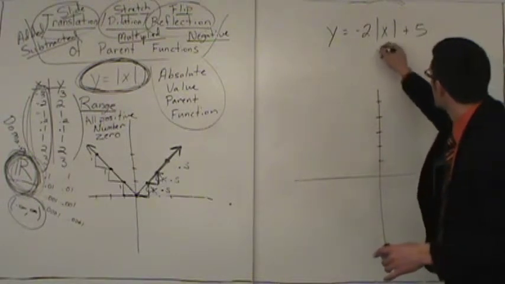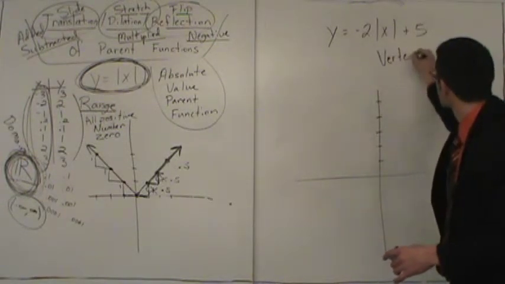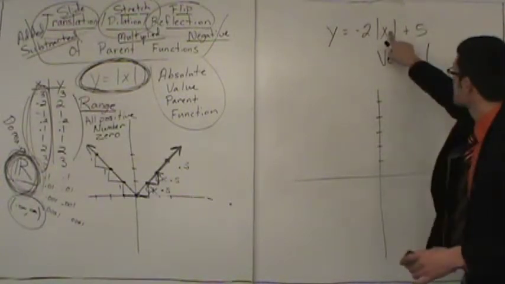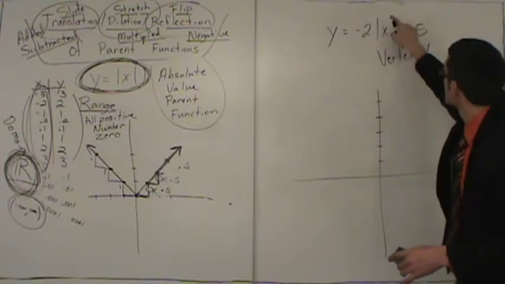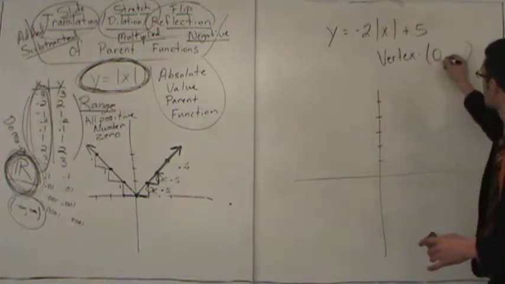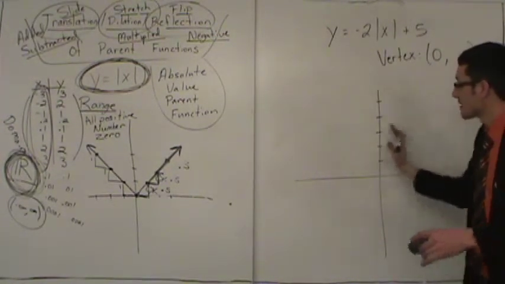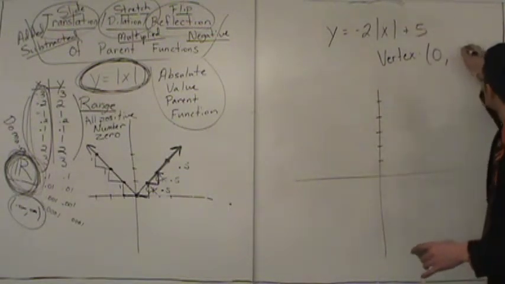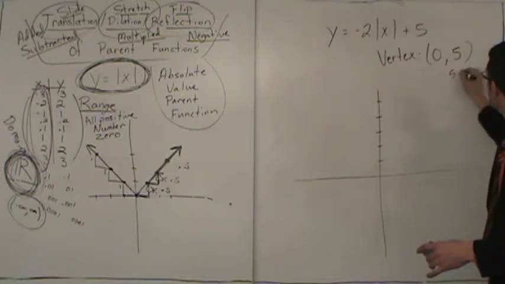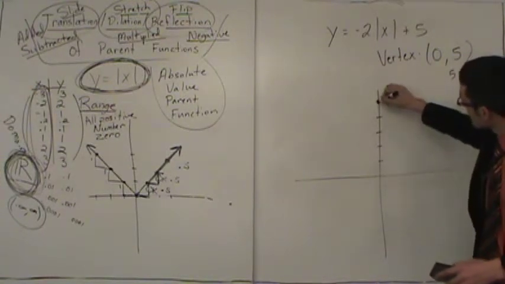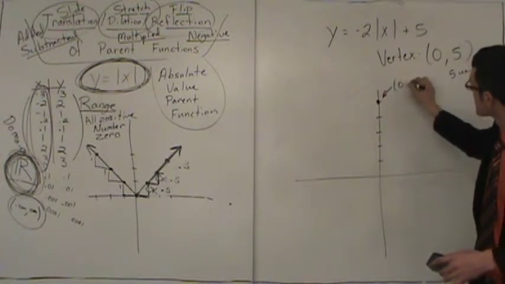Hopefully you've tried. The vertex is the opposite of what's inside. Now, is there anything being added or subtracted inside the absolute value? Hopefully you say no. Nothing is being added or subtracted from x inside, so there's no left and right translation. But 5 is being added on the outside. Remember, we do not change this value. This means 5 units up. The vertex is at (0, 5).